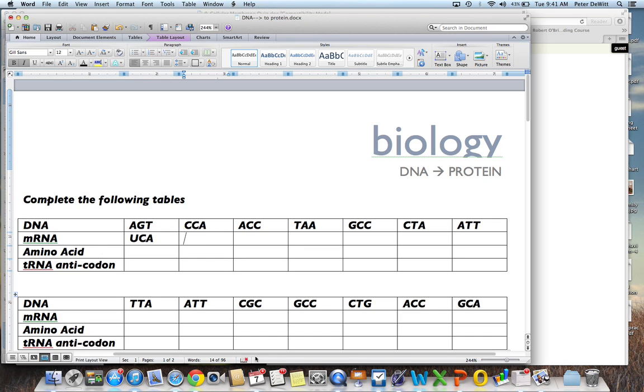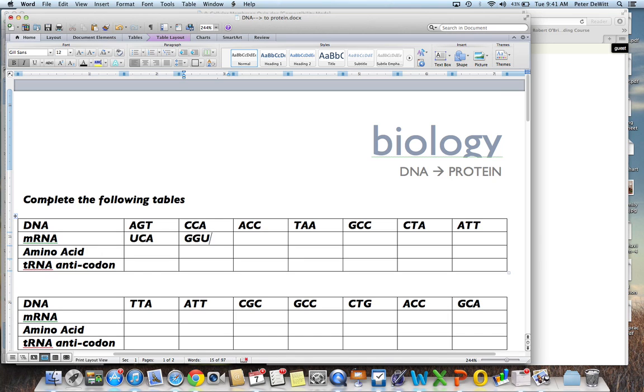So CCA was the DNA template strand. What would the mRNA transcript's codon be to match CCA? G, G, T, right? Careful. mRNA doesn't have a T. Oh, yeah. It's U. All right.